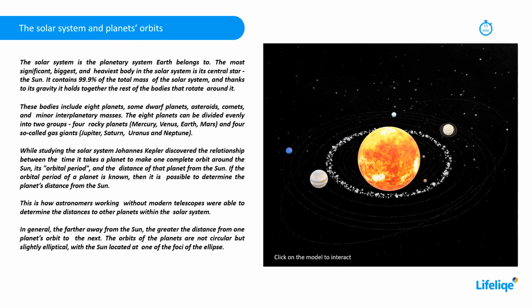This is how astronomers working without modern telescopes were able to determine the distances to other planets within the solar system. In general, the farther away from the Sun, the greater the distance from one planet's orbit to the next. The orbits of the planets are not circular, but slightly elliptical, with the Sun located at one of the foci of the ellipse.